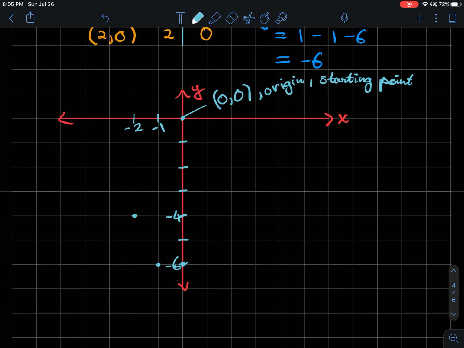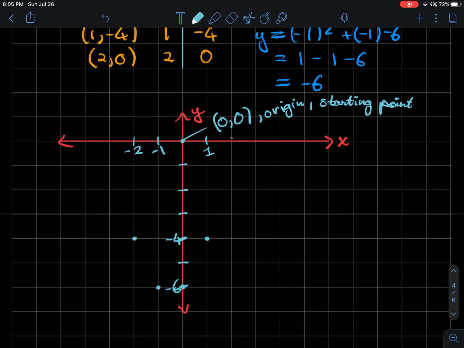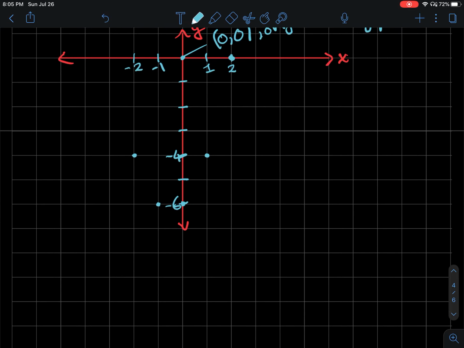1, comma, -4. 1 is 1 right in the x direction this time, so that's 1. And -4, we already found where it is. It's right here, so our point is there. And 2, comma, 0 is 2 to the right, so that's 2. And 0, you don't move anywhere in the y direction, so our point will be exactly there on the x-axis. Now what we're going to do is this. Just simply connect the points in a curve as smooth as possible.